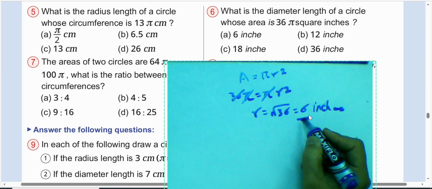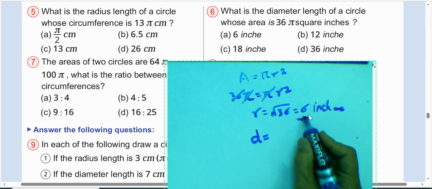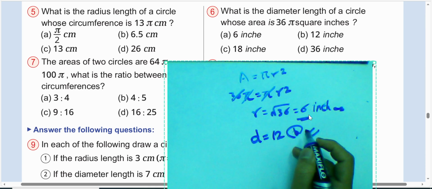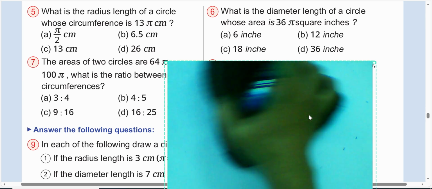The result is the radius, but he wants us to find the diameter. The diameter will be 6 times 2 equals 12. 12 inches, letter B. Choose letter B. The answer is letter B, because he wants the diameter, not the radius.